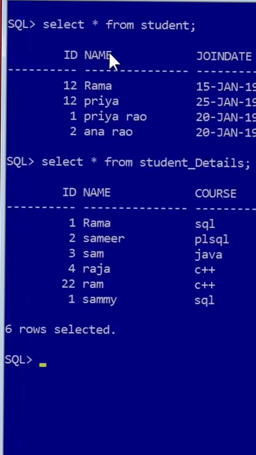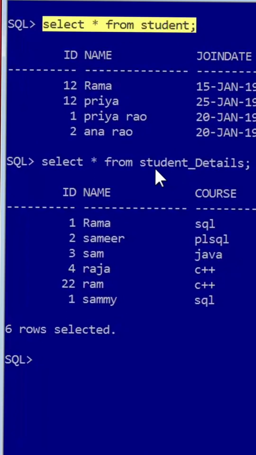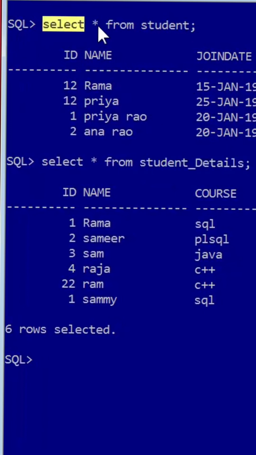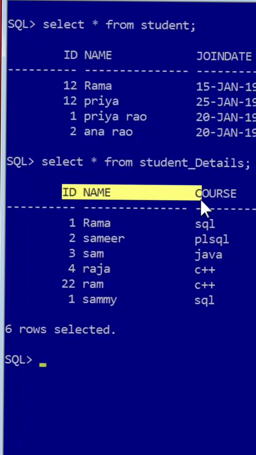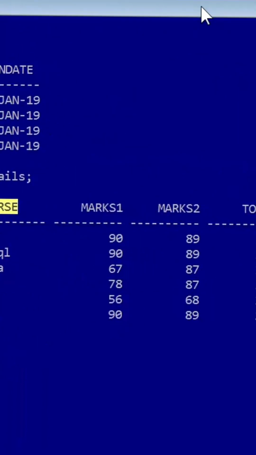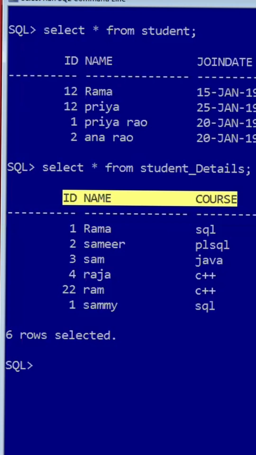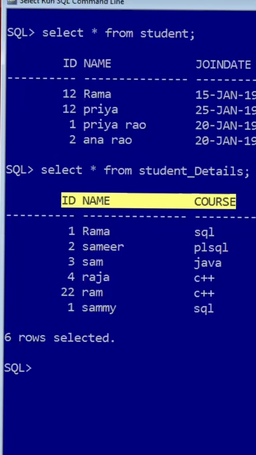So you can see on the screen we are having a student table and student details table. So we selected data from student table, which is having columns ID, name and join date. Whereas in student details table, we are having the columns ID, name, course, marks 1, marks 2 and total. So these are the columns in student details, whereas in student we have only 3 columns.